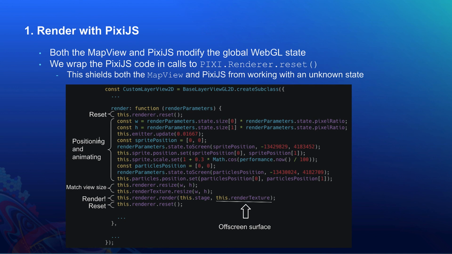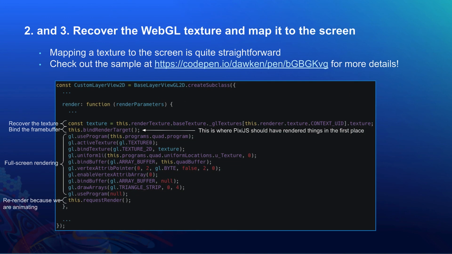All the Pixi.js rendering code is wrapped between calls to render or reset. This shields both the map view and Pixi.js from working with an unknown WebGL state. After Pixi.js is done rendering, we recover the actual WebGL texture that is contained inside the render texture, and we overlay it on top of the screen using the program and the quad that we created in the attach method.